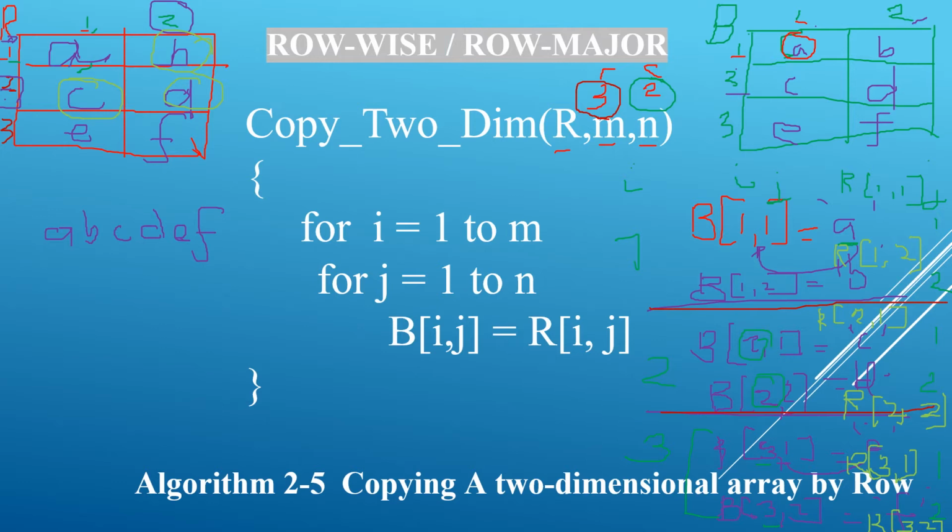Pansinin, this will also be our I and J. Para sila di ba? 1,1, 1,2, 2,1, 2,2, 3,1, 3,2. So that means we could have R sub I sub J assigned to B sub I sub J. B sub I sub J is equal to R sub I sub J. Yan yun. And then this statement is a recurring statement or iterated statement. That means umuulit. Umuulit yung pag-a-assign ng R sub I sub J to B sub I sub J.